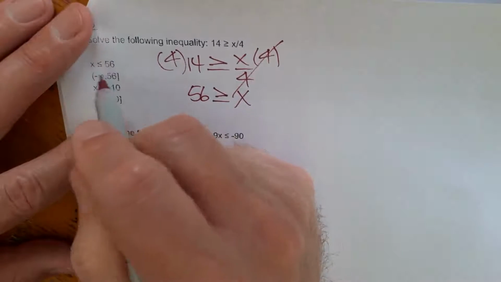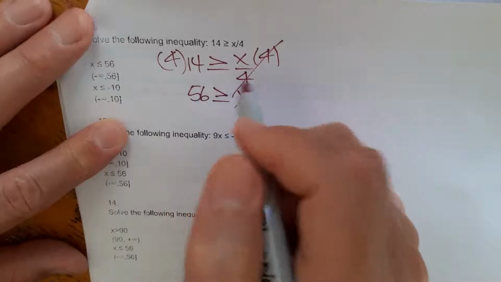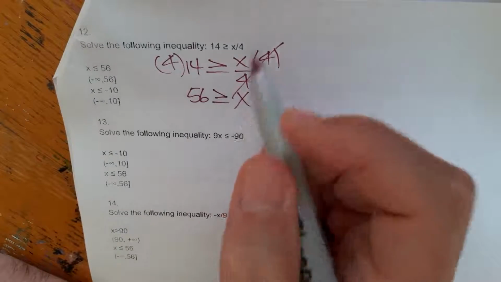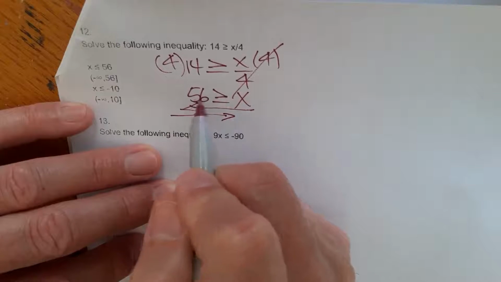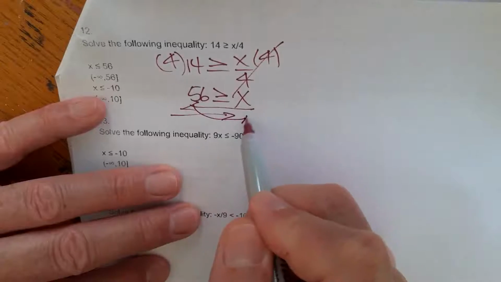So notice they've got it in this orientation. X is less than or equal to 56. Is that what this says? Well, I can look at it backwards and say x is less than 56. An inequality can be read from right to left or from left to right. We can say 56 is greater than or equal to x. We can say that too. We can also flip these.